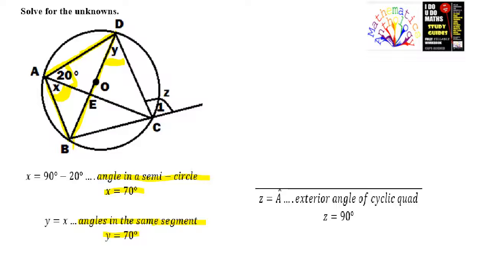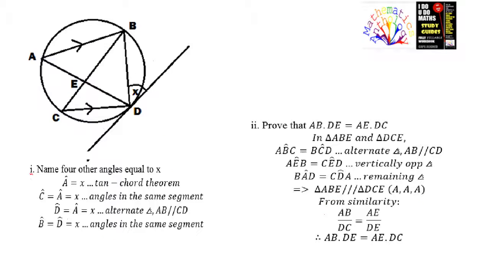Now z, I can see that z is outside of my cyclic quad. Another word for outside is exterior. So I look for the exterior angle of a cyclic quad. The exterior angle of a cyclic quad is equal to the interior opposite angle. So the opposite angle of C1 is angle A, and I know that angle A is 90 degrees, as we determined before. So angle z will equal 90 degrees. My reason is exterior angle of cyclic quad is equal to the interior opposite.